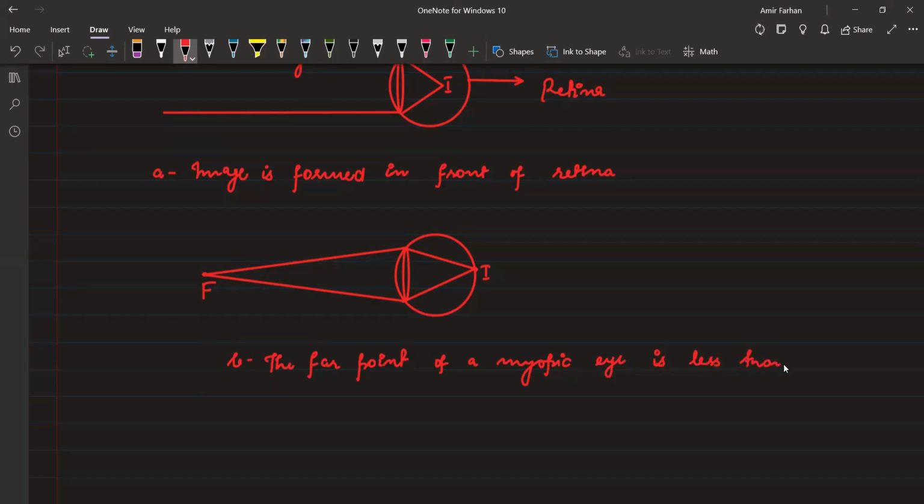That means it's not touching the retina, right? It's touching the retina, dear. The image is forming at the retina. I've told you that basically the far point has shifted towards the eye. It is less than infinity. Clear? So this is the image formed on the retina.